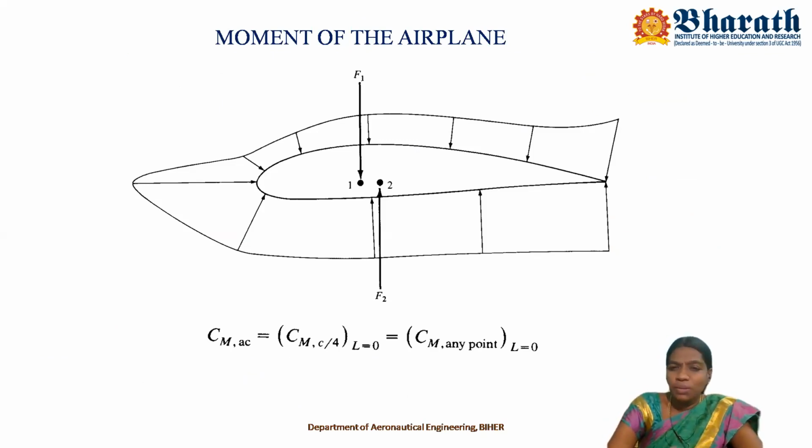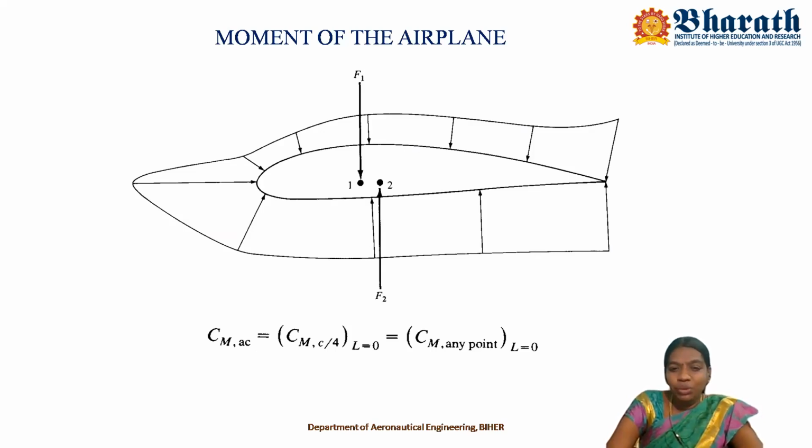Moment is one of the important parameters. We know that moment is force times perpendicular distance. Take a look at this figure. F1 is the net force acting in the downward direction, and F2 is the net force acting in the upward direction. F1 and F2 are the pressure forces acting on the upper surface and the lower surface of the airfoil respectively.